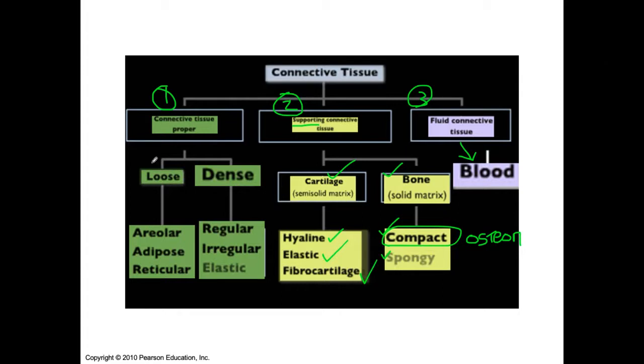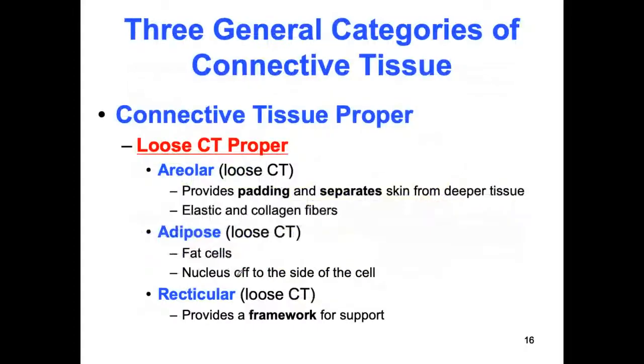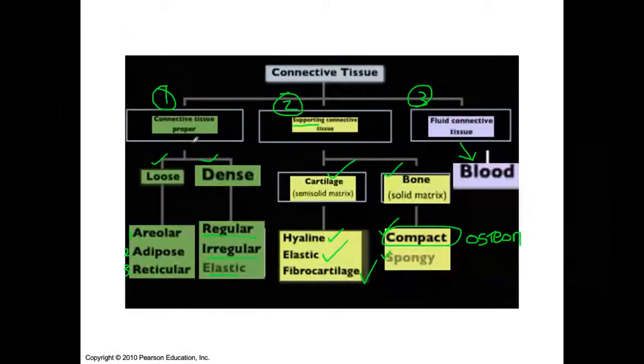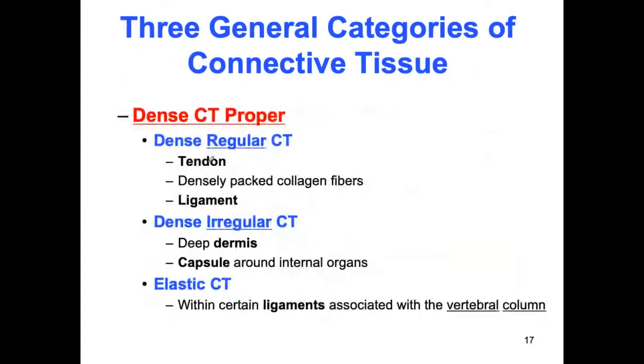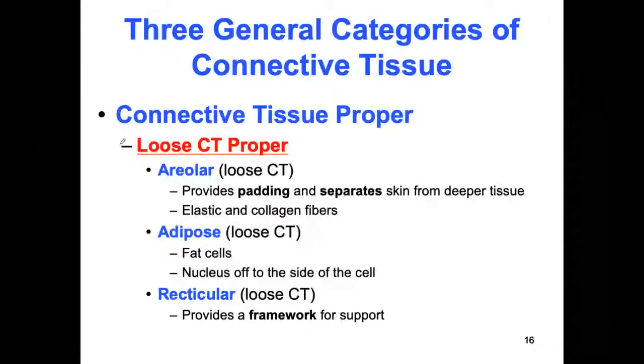And under connective tissue proper, there's loose and dense connective tissue. Under loose, we have areolar, we have adipose, and reticular. And under dense, we have three types. We have regular, irregular, and elastic. So it's important to kind of have an understanding of the flow chart. So let's look, we're going to look at connective tissue proper. So we're going to look at loose and dense connective, right? Loose and dense, you can see that here.